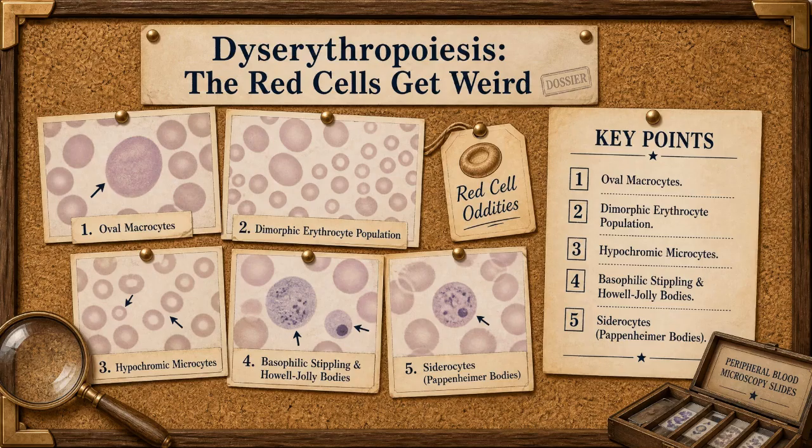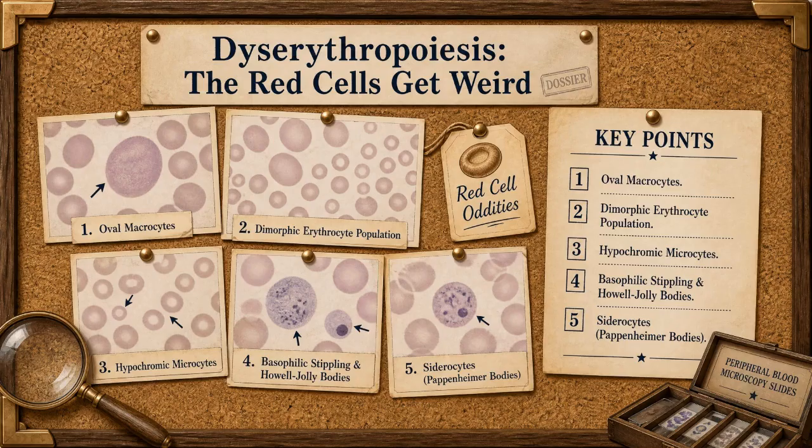This refers to the abnormal maturation and morphology of erythroid precursors in the bone marrow and the mature red blood cells that make it into the peripheral circulation. Essentially, the red cells are getting a bit weird, and it's your job to spot these abnormalities. When you're examining the peripheral blood smear, there are several key features that signal dyserythropoiesis.